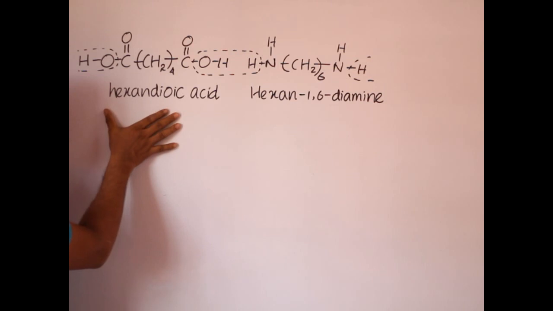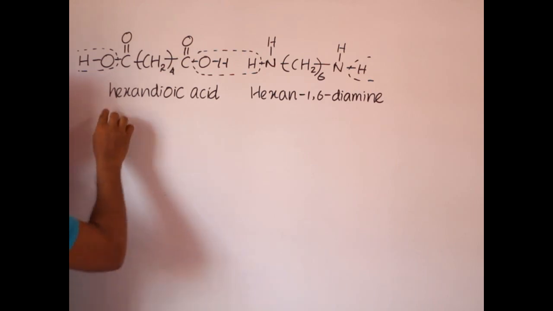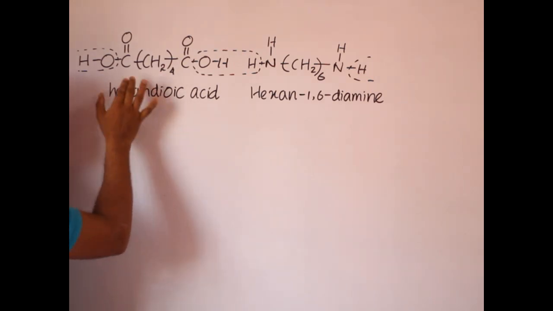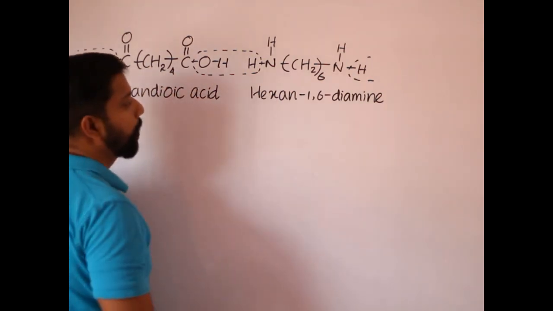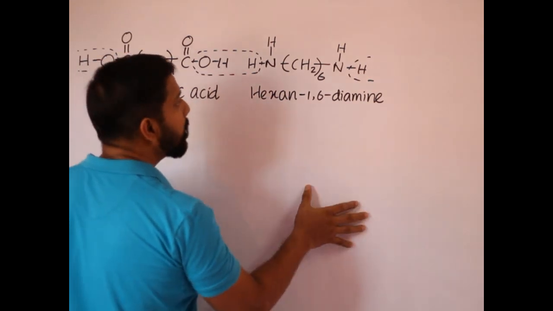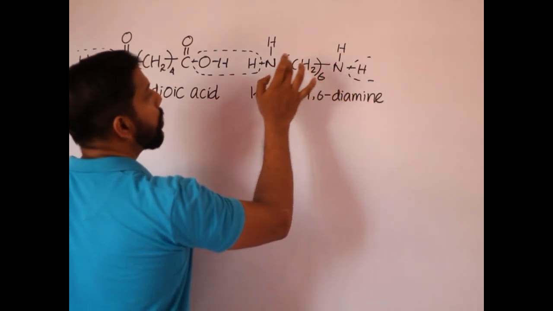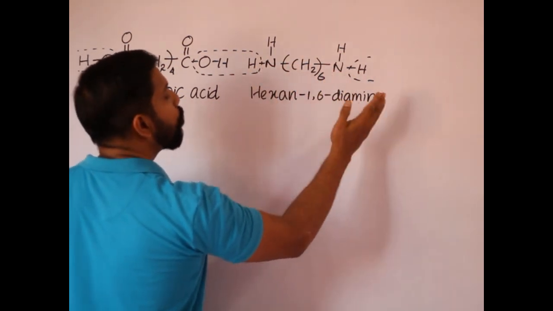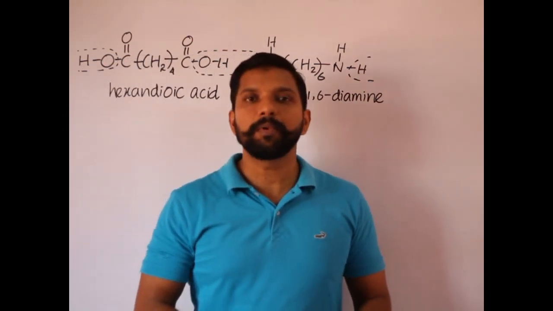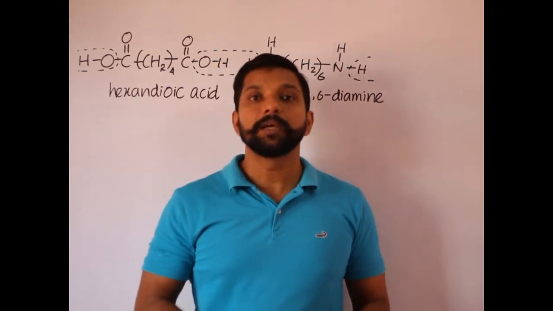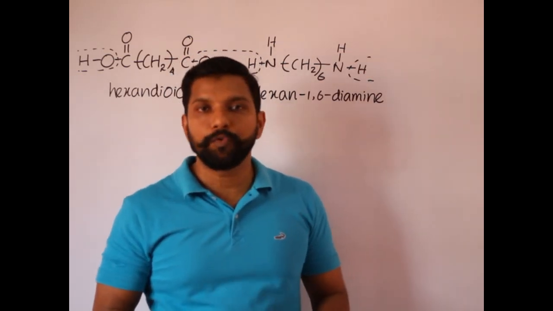We react hexane dioic acid with hexane 1,6-diamine. What is meant by hexane dioic acid? 6 carbon atoms and it has 2 carboxylic groups. We just learned what is an amine, what is a diamine. So hexane 1,6-diamine means you have 2 amino groups at the 2 corner carbon atoms. I emphasize again, you don't have to remember these names and structures, but we should be able to figure out whether it's a polyamide formation.